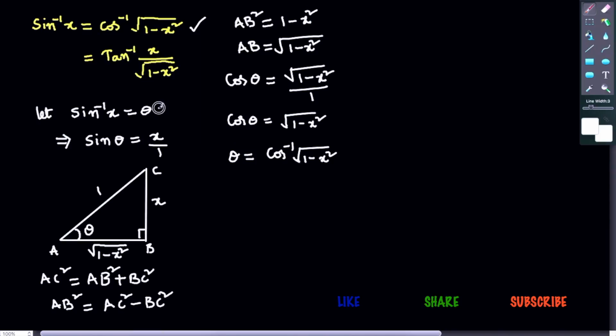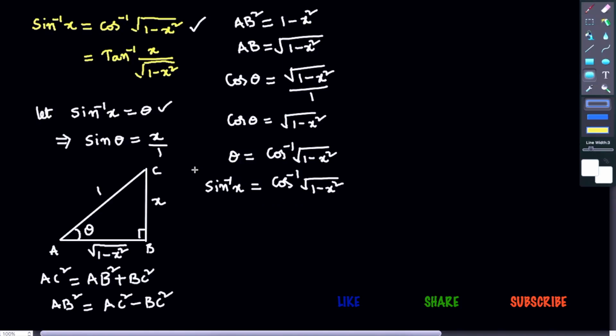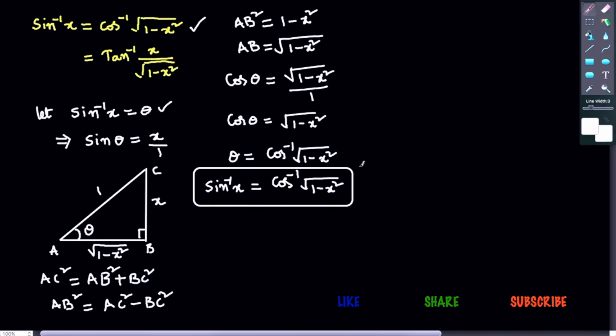Now you observe this, what is theta? We took sin inverse x as theta. So in place of this theta, you write sin inverse x. We proved that sin inverse x equals cos inverse of square root of 1 minus x square. What we did actually, we wrote sin inverse x in terms of cos inverse.